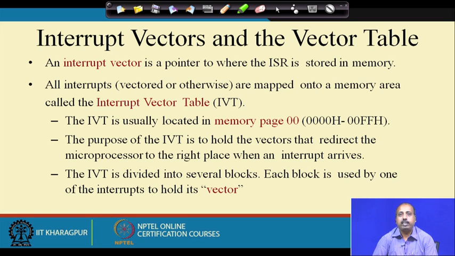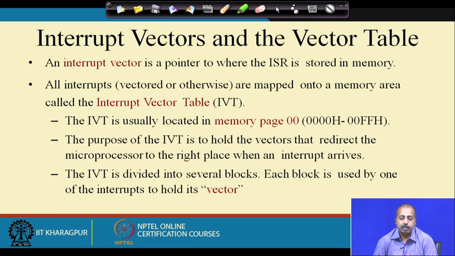An interrupt vector is a pointer to where the ISR is stored in memory. When I say 5.5 and 6.5 are vectored interrupts, it means their addresses should be known. All interrupts, vectored or otherwise, are mapped onto a memory area known as the interrupt vector table. It is normally located in page 00, that is, the first 256 locations, 0 to 00FF hex. This holds the vectors that redirect the microprocessor to the right place when the interrupt arrives.